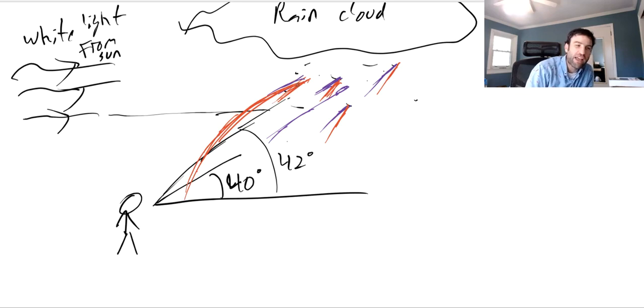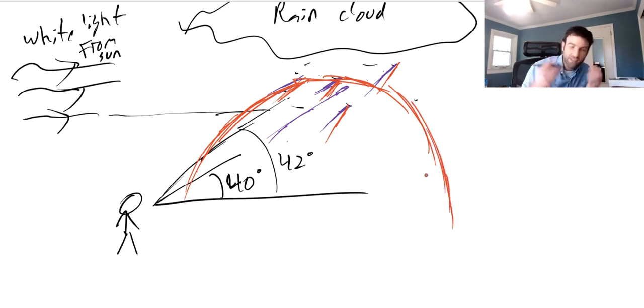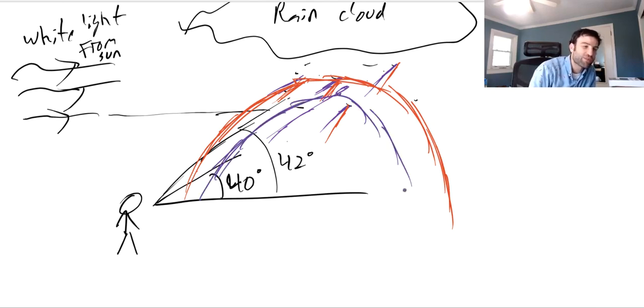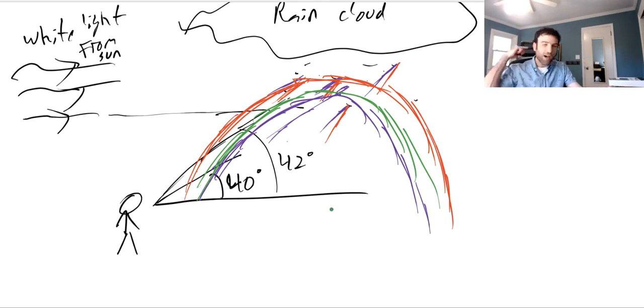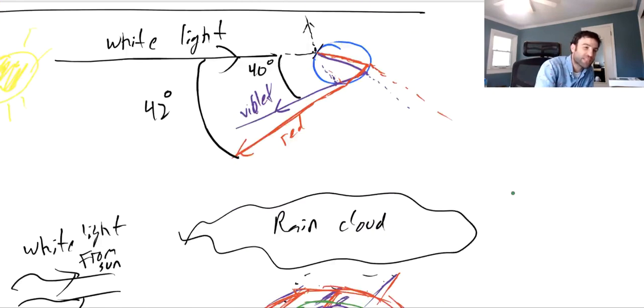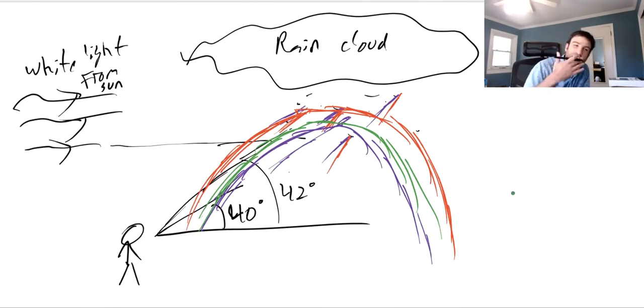Any droplet at this correct angle relative to the person will be sending red light into their eyes. Any droplet at this 40-degree angle will be sending purple light or violet light into this person's eyes. And in between, you'll get all the other colors of the rainbow. Right? So the center of the rainbow will be directly opposite where the sun is, and everywhere where there's a raindrop that's capable of scattering light in this way back into the person's eyes at the right angle, the person will see that as this beautiful arc of color.